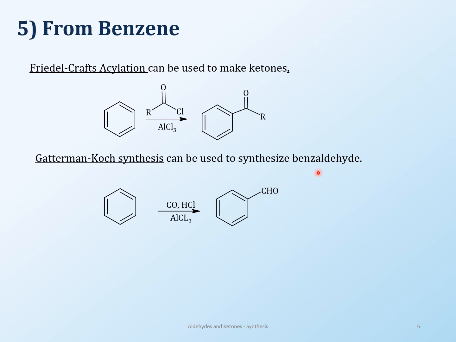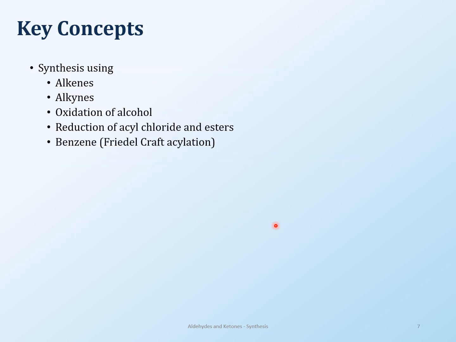And then these two reactions we have done in aromatic chemistry, where you took benzene and did Friedel-Crafts acylation to give a ketone. The R group can be anything, right? So any kind of acyl chloride will give you a ketone. And then the Gattermann-Koch synthesis is very specific for making benzaldehyde. So that is the synthesis from aromatic compounds. And I think that's about it for the synthesis that we're doing right now.